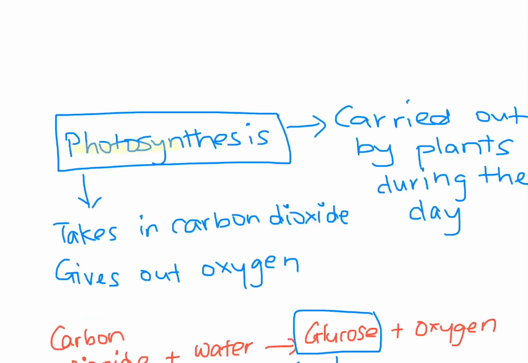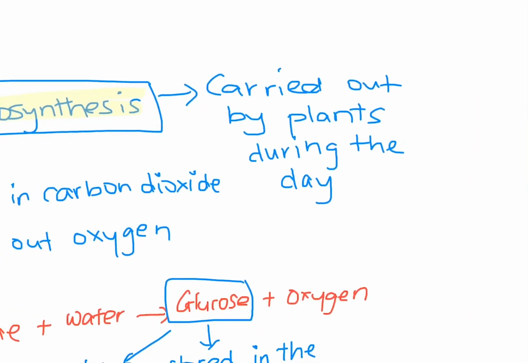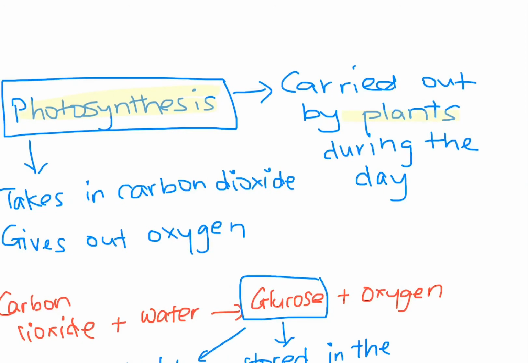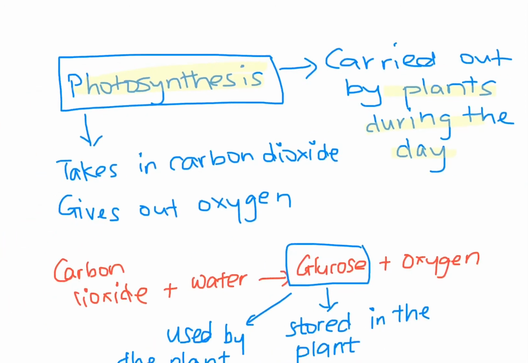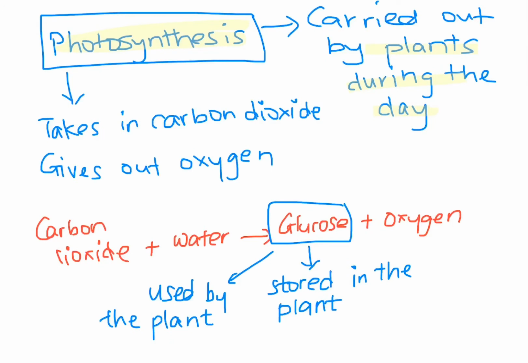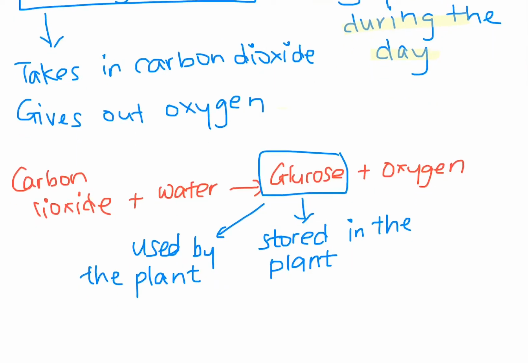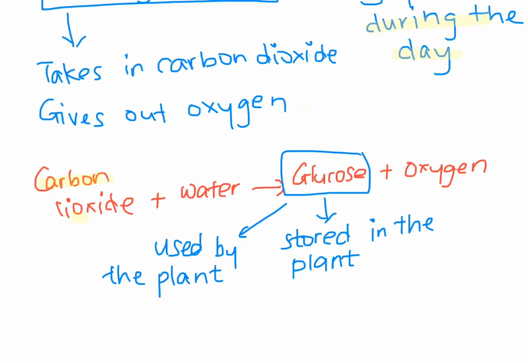So photosynthesis is the main process in the carbon cycle. It's carried out by plants during the day, and it takes in carbon dioxide and gives out oxygen. So that's the word equation: carbon dioxide plus water, in the presence of chlorophyll and sunlight, gives glucose and oxygen.